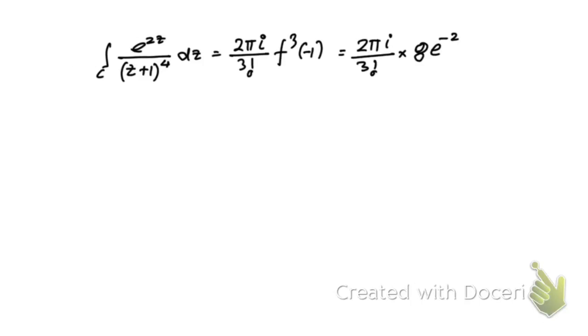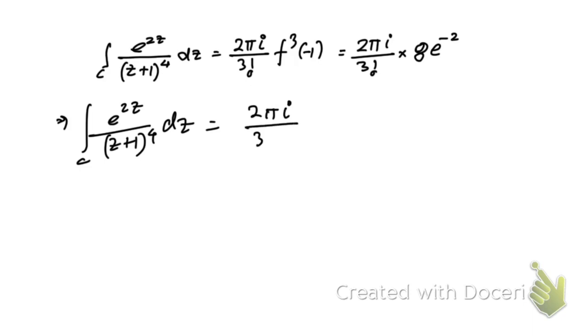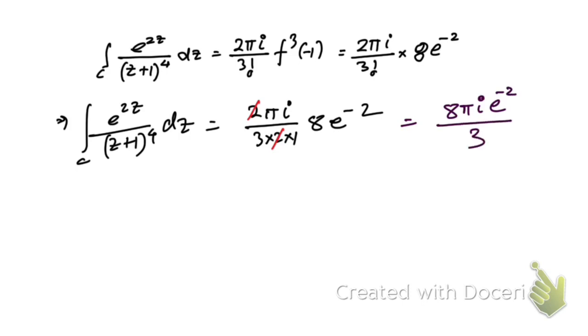Okay, so here you see, this is the last step that we have obtained. The integration along c of e to the power 2z over z plus 1 whole to the power 4 dz is going to be equal to 2 pi I by factorial 3, where factorial 3 means 3 into 2 into 1, times 8 e to the power minus 2. Here 2 is going to be cancelled, so the answer is 8 pi I e to the power minus 2 by 3. So this is the answer. Hope you have understood this.